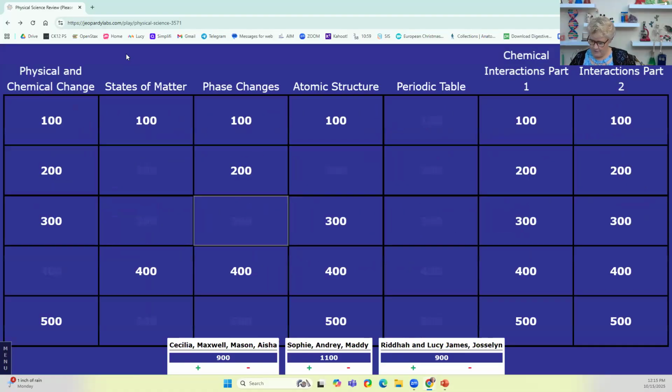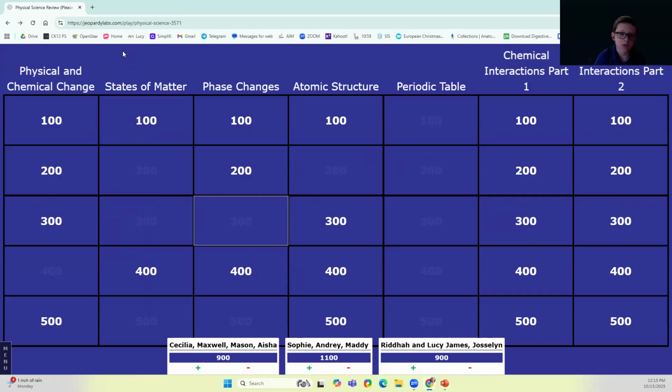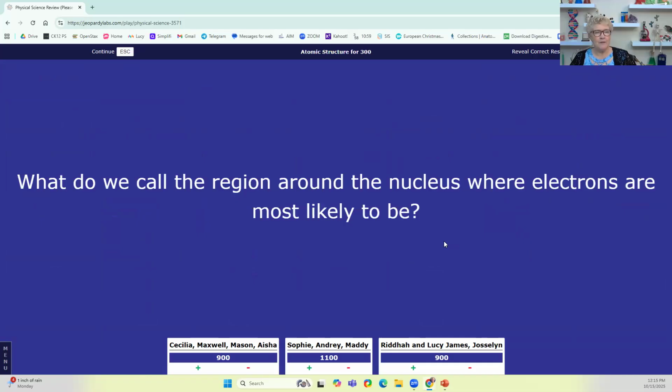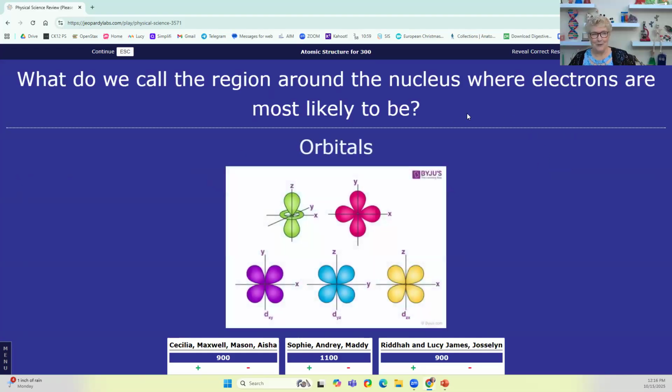And now we are back to team 1, Max. Let's do atomic structure for 300. What do we call the region around the nucleus where the electrons are most likely to be? Cecilia, orbital? Everybody agree? Yes, it is orbitals. Very good. All right, so let's give team 1 the points. Now we are to Andrew.